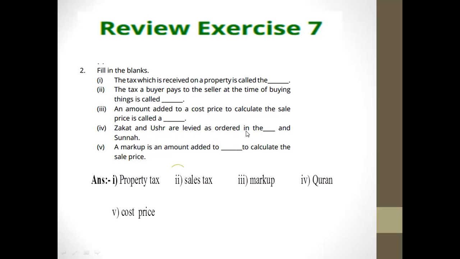Zakat and ushar are ordered in the Quran and Sunnah. You know that zakat is paid on property and wealth, and ushar is on agriculture products. So this order is given in the Holy Quran and Sunnah. A markup is an amount added to cost price to calculate the sale price. This may come in MCQs. The third question, MCQs, you will do by yourself. Ushar means what? Ushar means 1/10. The tax which a buyer pays to the seller is called general sales tax. An amount that we earn after selling a thing is called profit. So these MCQs you will do by yourself.